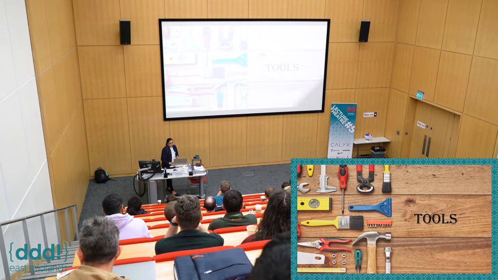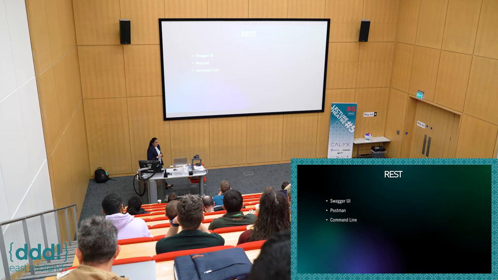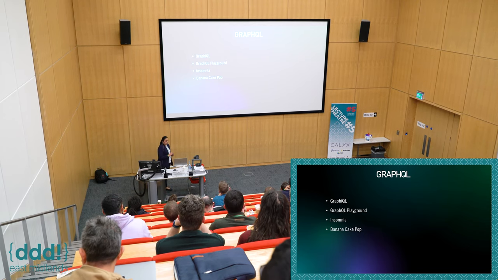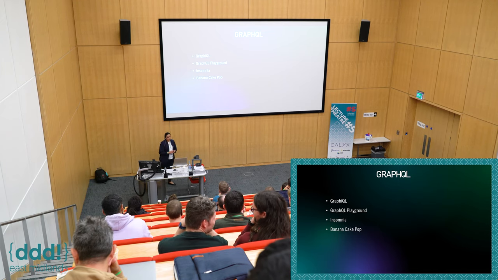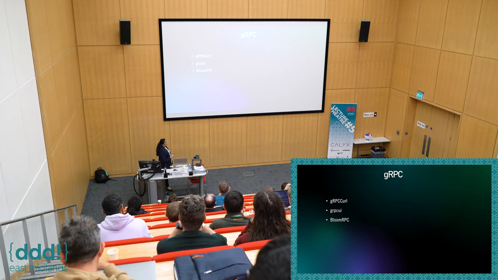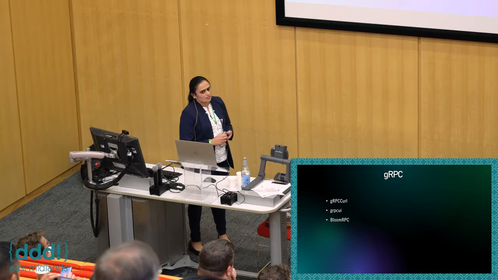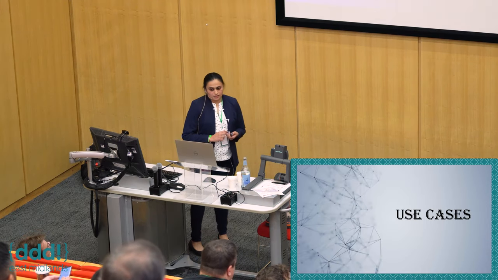What are the tools available? We have Swagger UI, Postman, or command line to test REST. Graphical, GraphQL Playground, Insomnia, or Banana Cake Pop for GraphQL. gRPC curl, gRPC UI, or BloomRPC, again, which is based on Postman for gRPC testing. And some use cases. What are the use cases?